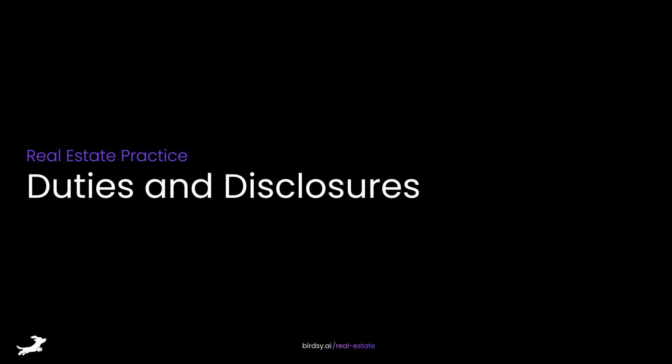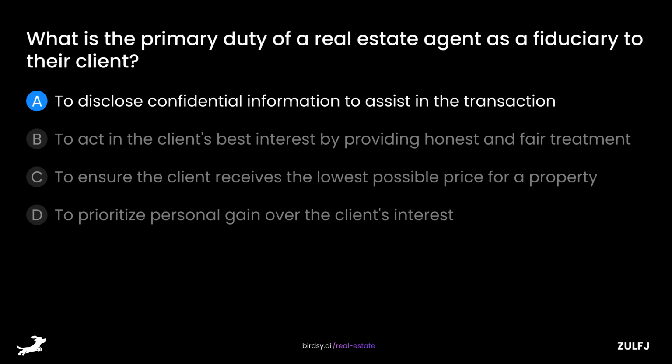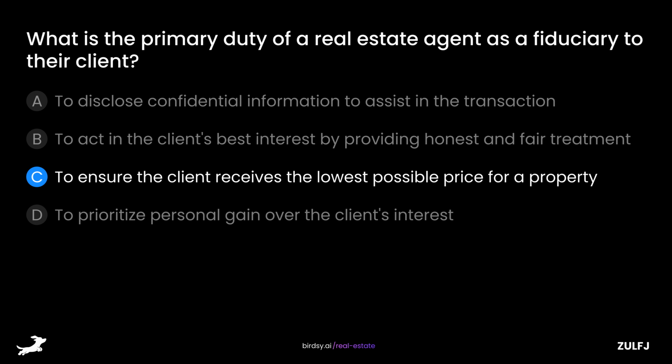Duties and disclosures. What is the primary duty of a real estate agent as a fiduciary to their client? Is it A. To disclose confidential information to assist in the transaction? B. To act in the client's best interest by providing honest and fair treatment? C. To ensure the client receives the lowest possible price for a property? Or D. To prioritize personal gain over the client's interest?